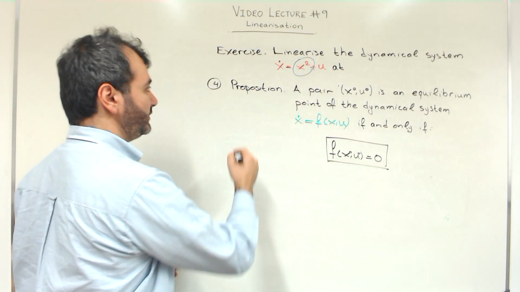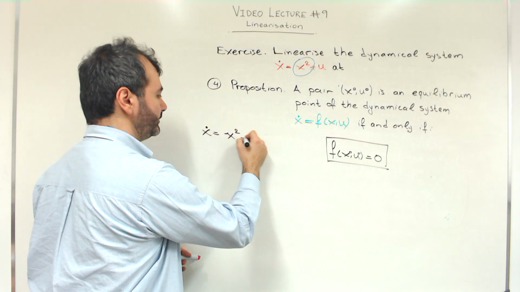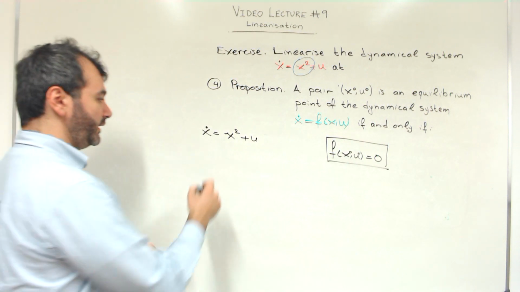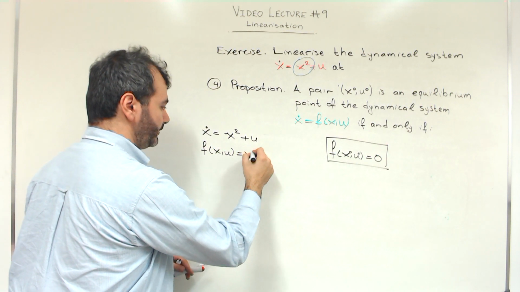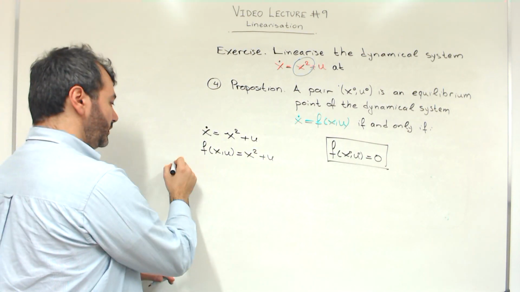In this exercise, for instance, we have the dynamical system x dot is equal to x squared plus u. Very good. So this function f is apparently x squared plus u.